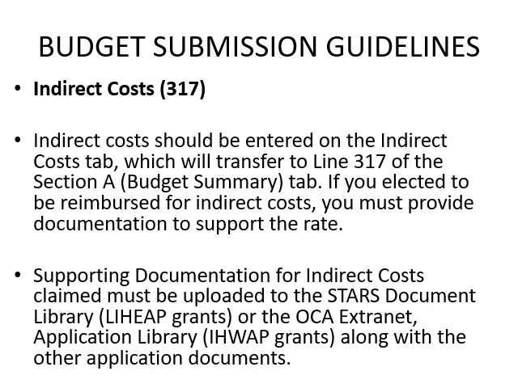Indirect costs, which are line item 317. So indirect costs should be entered on the indirect cost tab, which will transfer to line 317 on the Section A budget summary tab. If you elected to be reimbursed for indirect costs, you must provide documentation to support the rate that you're claiming. Supporting documentation for indirect costs claimed must be uploaded to the STARS document library for MyHEAP and CSBG or the OCA extranet application library for the weatherization grants, along with other application documents.